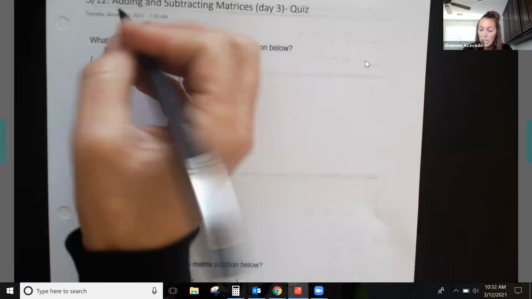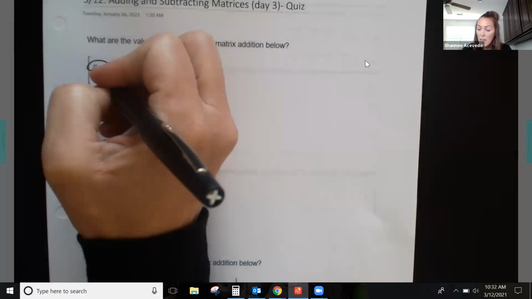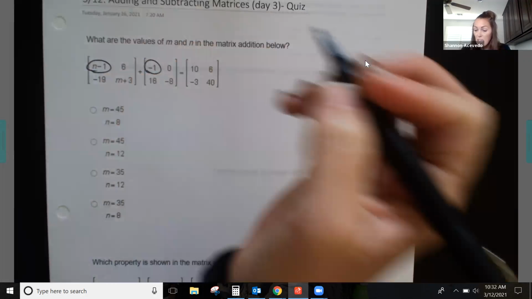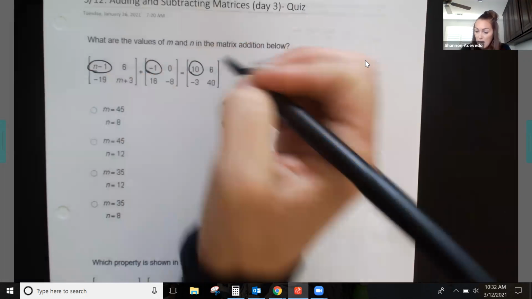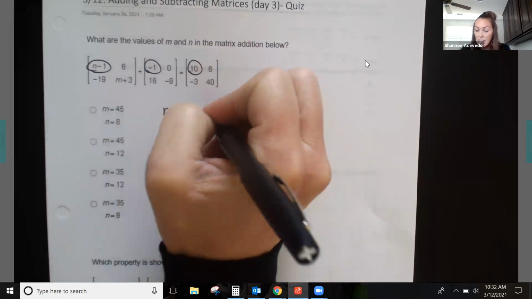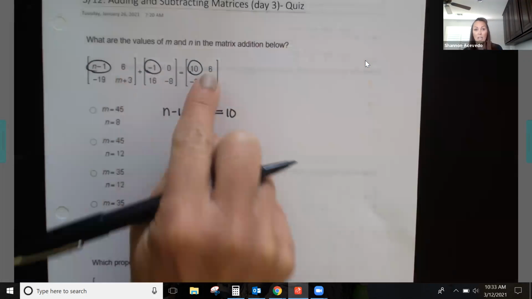So I look here and I go, well, here's my variable n that I'm looking to solve. And I know if I do n minus 1 minus 1, it has to equal 10. If I have n minus 1, I could write that as plus a negative 1 if I'd like, has to equal 10 because they're all in the same element position.